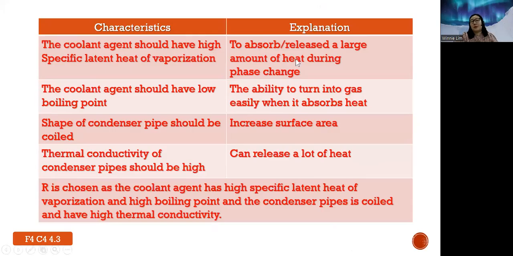So here is the reason itself. You say the coolant agent has high specific latent heat of vaporization. Why? To absorb a large amount of heat during phase change. And then the coolant agent should have a low boiling point, the ability to turn into gas easily when it absorbs heat. Then the shape of the condenser pipe should be coil, to increase the surface area, and the thermal conductivity of the condenser pipe should be high to release a lot of heat.